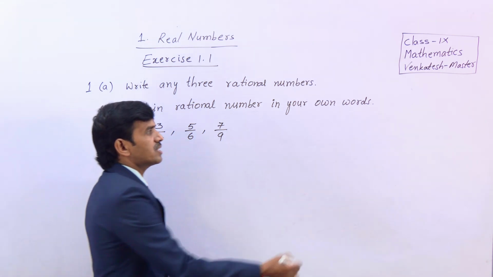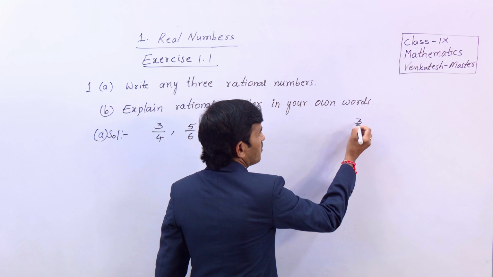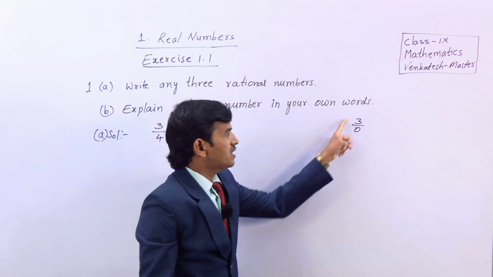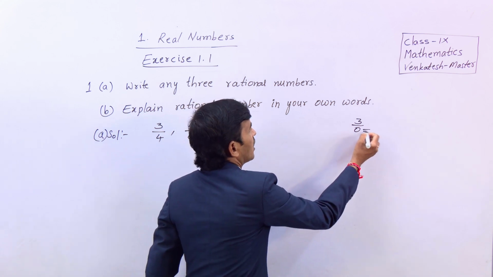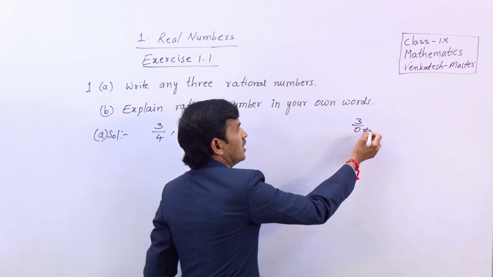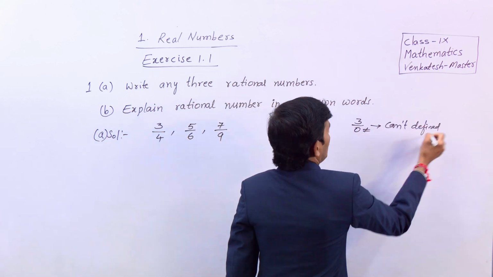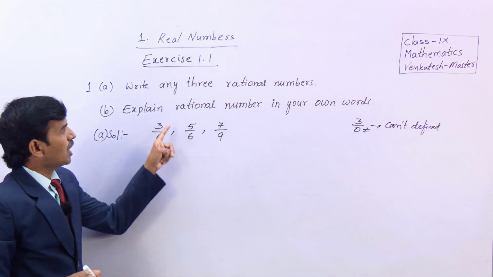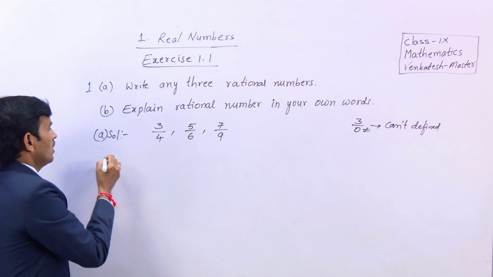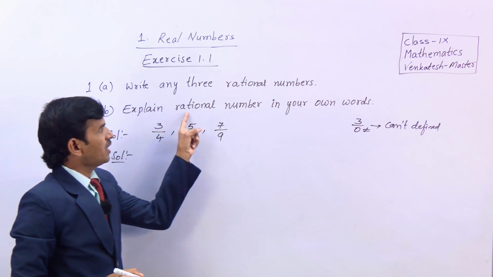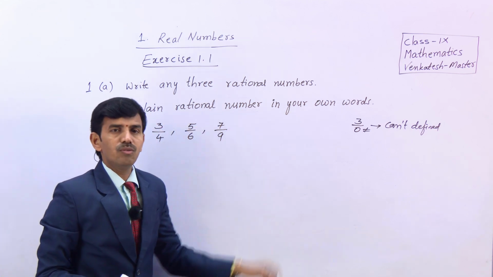Something by 0 is undefined. Suppose 3 by 0 is written, can you find its quotient? No. That is the reason the denominator must not be equal to what? 0. So it cannot be defined. So in the denominator, other than 0, we can write any number which belongs to what? Integers. Next, the second question: explain rational numbers in your own words.